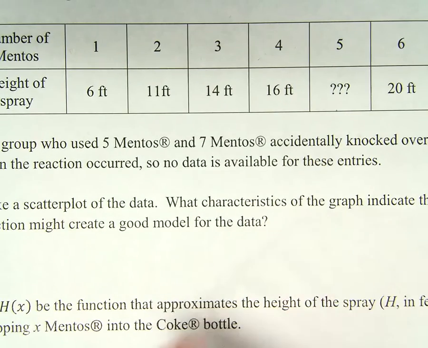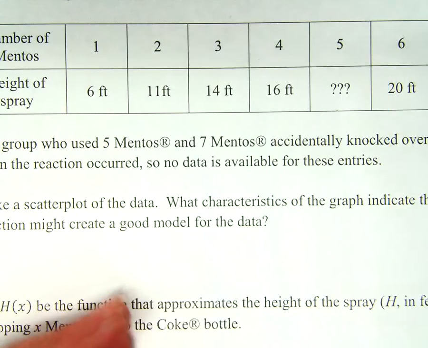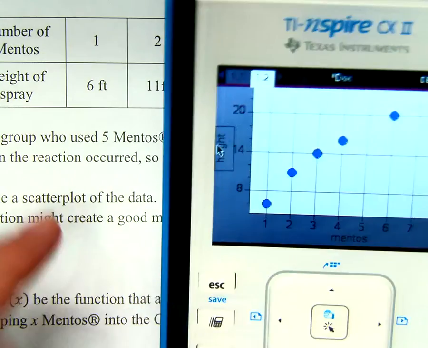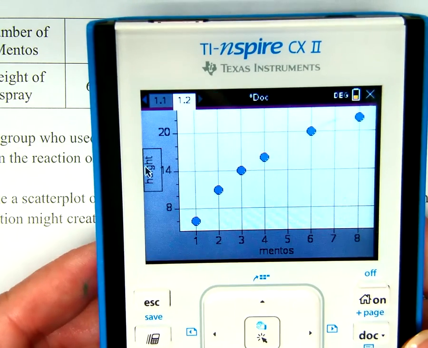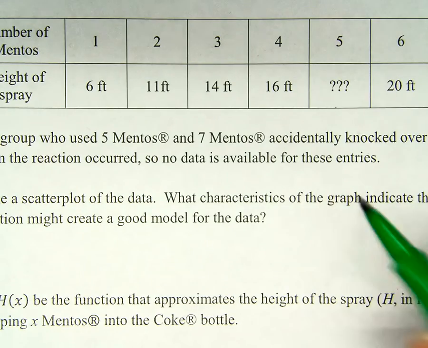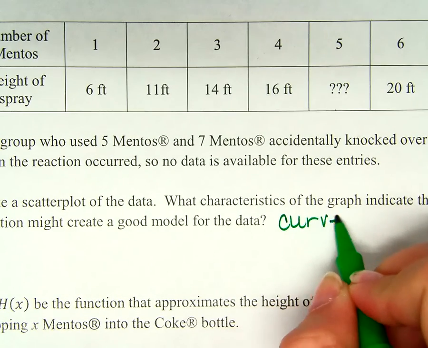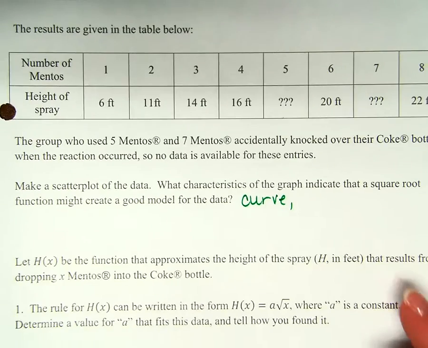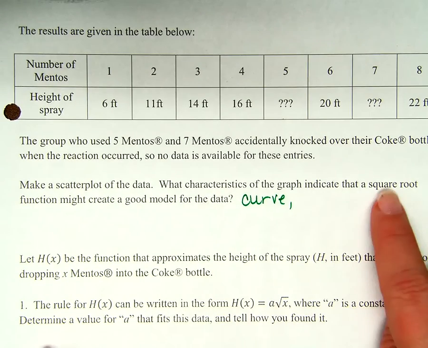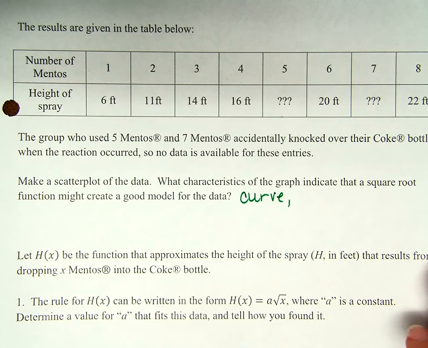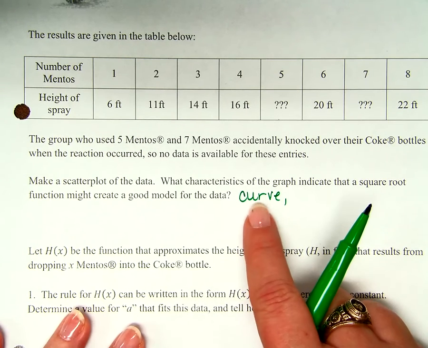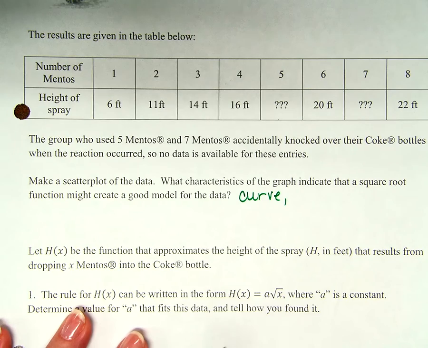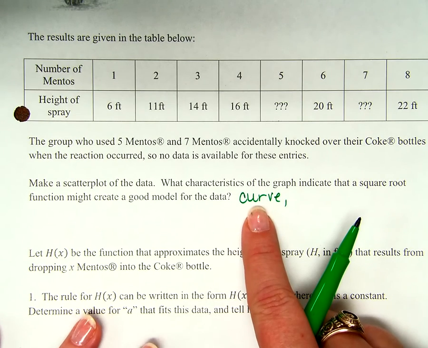What characteristics of this graph right here indicate that a square root function might create a good model for the data? So it has a curve. And for the record, I'm going to argue with you for just a second, so please don't take it personal, okay? Because we're trying to think about characteristics that make it specifically square root. So the first thing I want to say is, so does a quadratic. But a curve for sure means it's not linear, right?